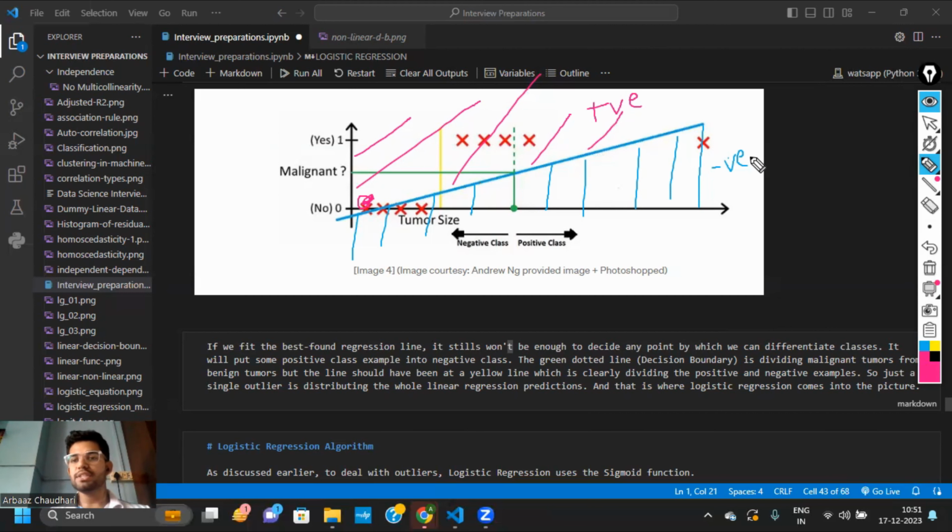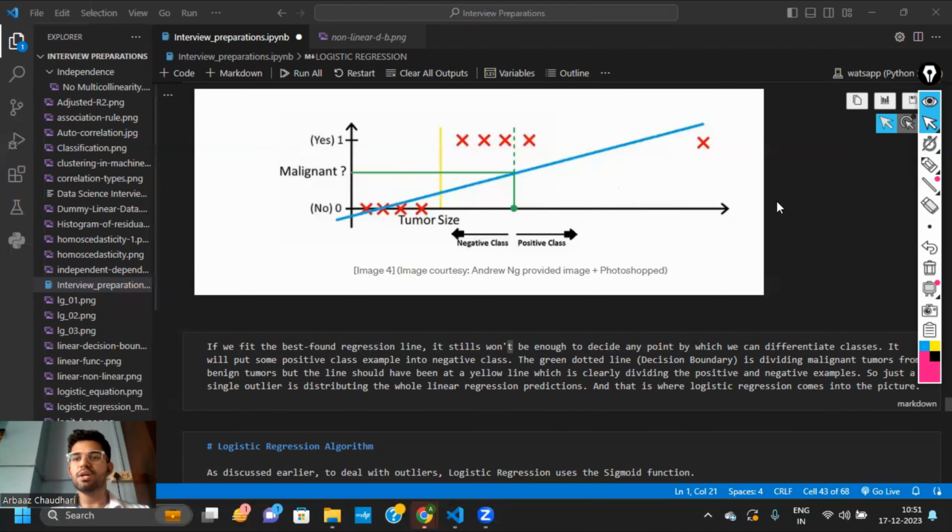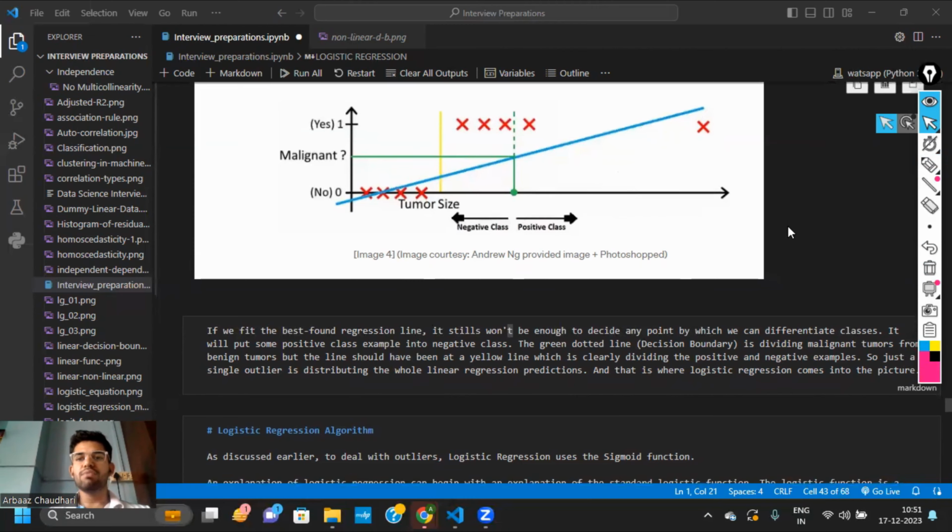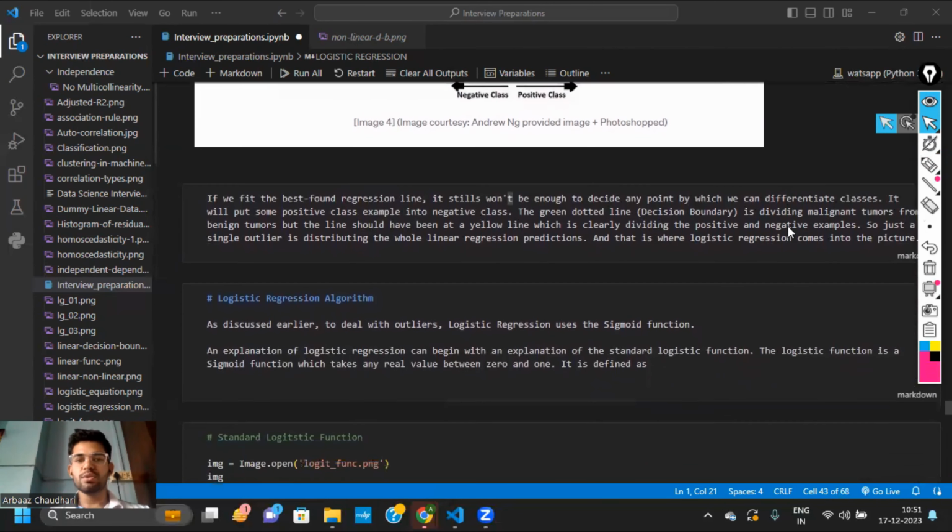I hope you guys have understood. So to make accurate predictions, we came up with a new algorithm, which was logistic regression.